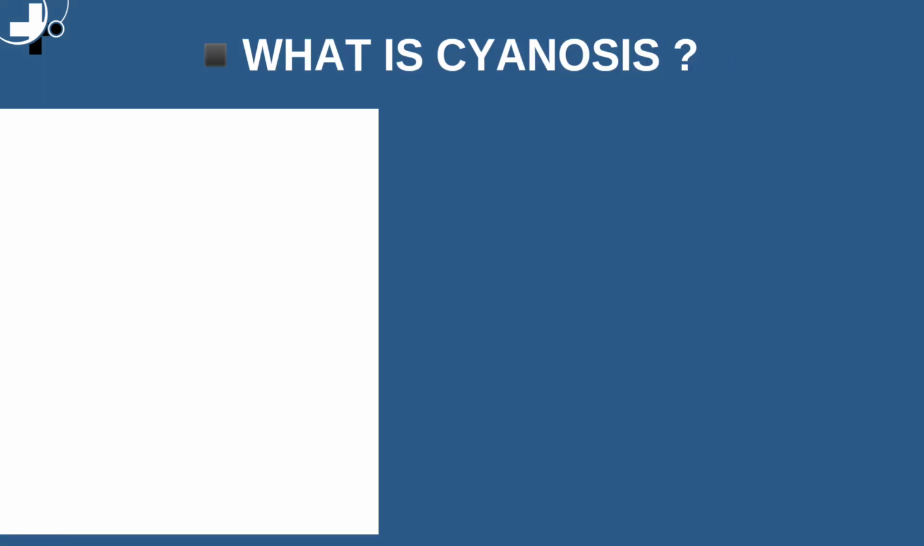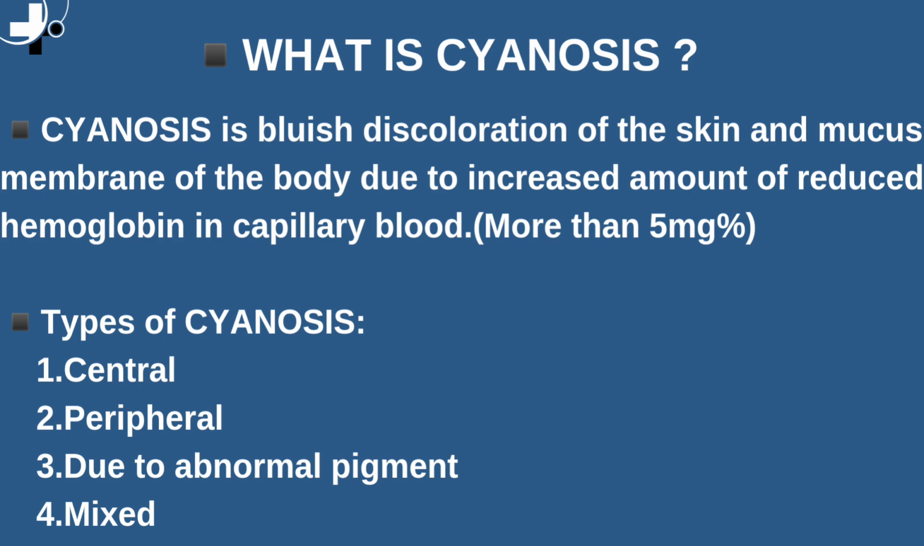What is cyanosis? Cyanosis is bluish discoloration of the skin and mucous membrane of the body due to increased amount of reduced hemoglobin in capillary blood. Types of cyanosis: 1. Central. 2. Peripheral. 3. Due to abnormal pigment. 4. Mixed.